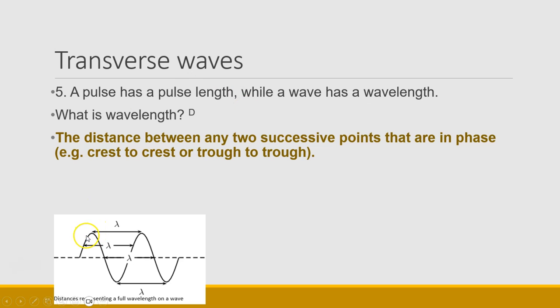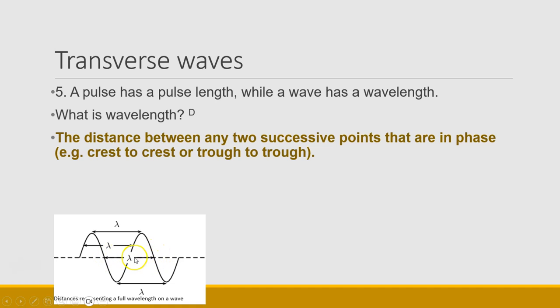Let's take a look at this diagram. Here we have two successive points that are in phase, represented by the distance from a crest to a crest. And here we have two successive points that are in phase, represented by the distance from trough to trough. It doesn't have to be the distance from crest to crest or trough to trough. Any two points that are in phase with each other, and they have to be successive, meaning one after the other. So if we start our wave motion here, the full wavelength will end here.